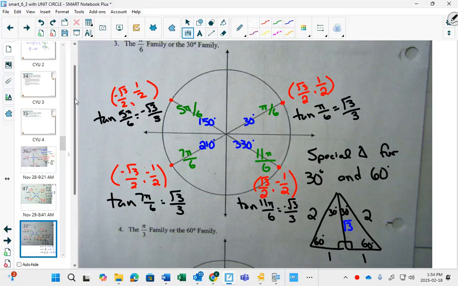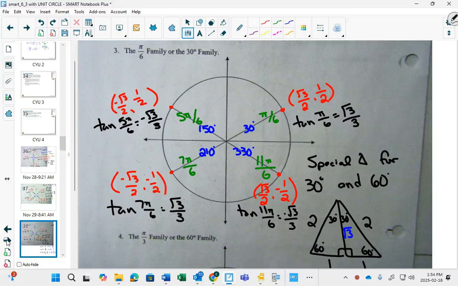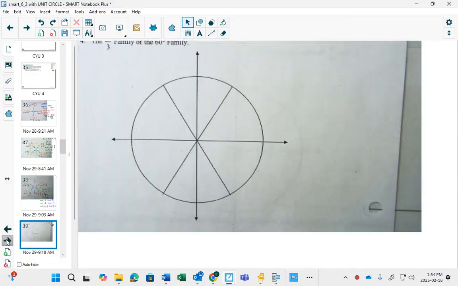And now that we've done the 30-degree one, I think you're able to do the 60-degree one all by yourself. Okay? So, you've got your special triangle. You can start labeling. Try to do it all on your own. I'll put the answers up here so you can check.